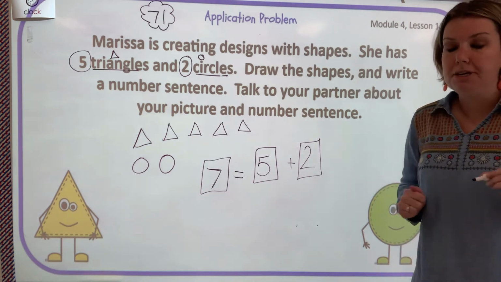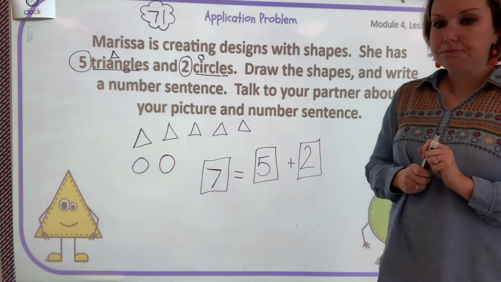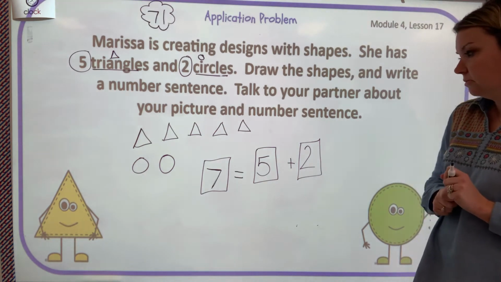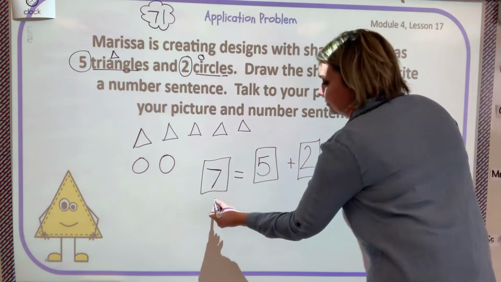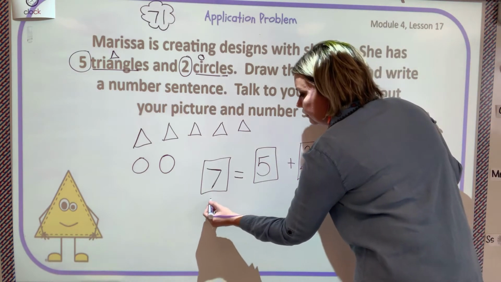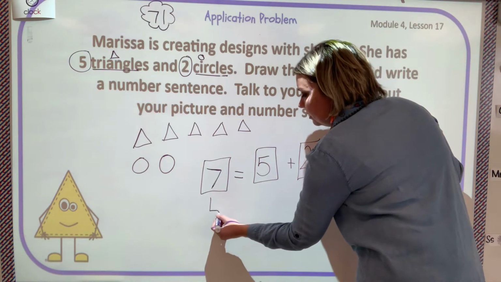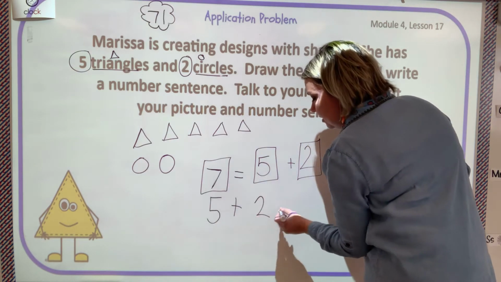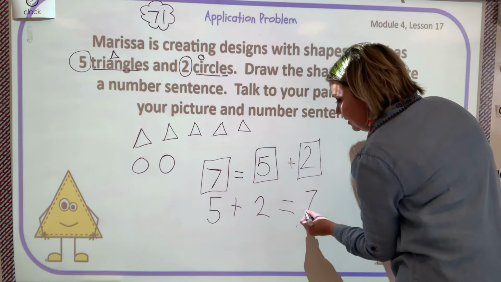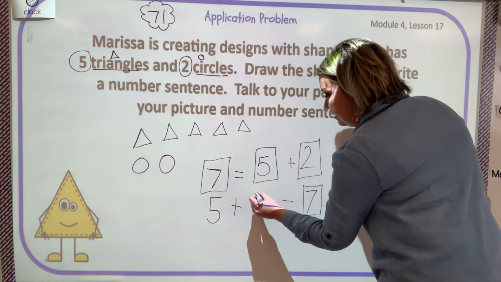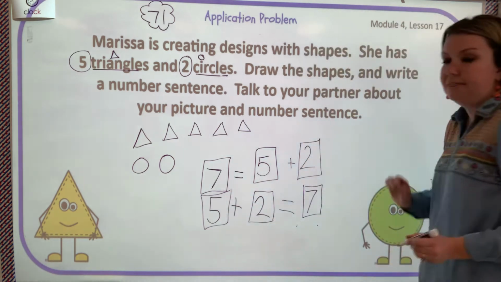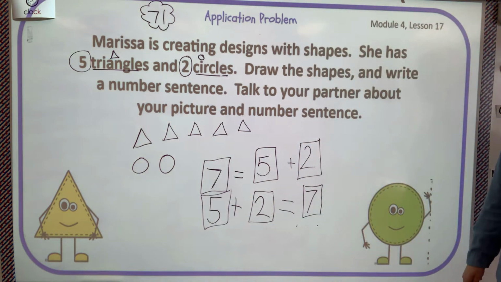Nicole, what did you put? I did 5 plus 2 equals 7, and 7 equals 2 plus 5. Okay, so you kind of did it the way that we were doing it last week. Very good. Did anybody have anything different than this? Estelle?